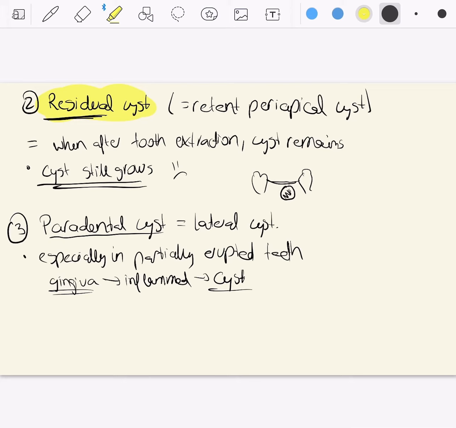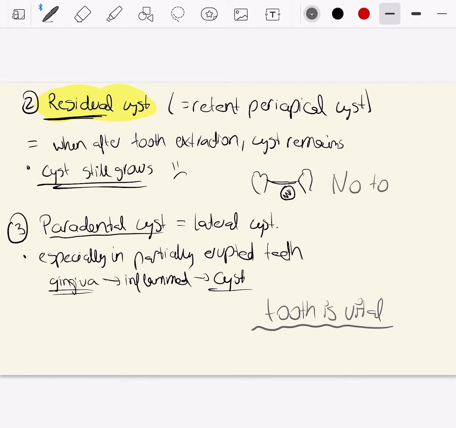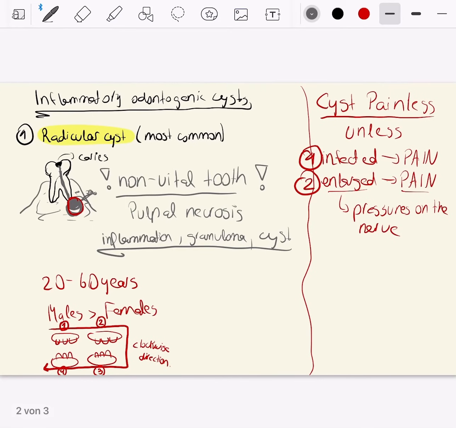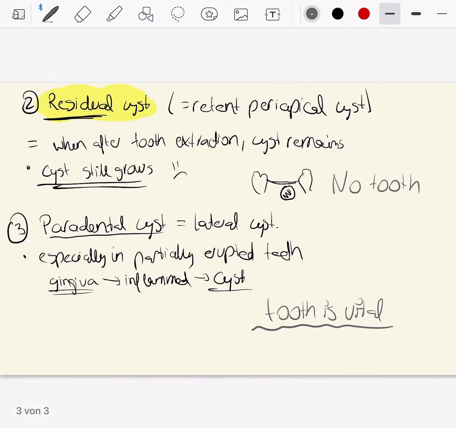You have to know that this tooth is vital. So it's not going to be extracted. Here, there is no tooth, okay, in the residual cyst. Paradental cyst, the tooth is vital. And in the radicular cyst, the tooth is non-vital. So, first type, non-vital. And the second type, there is no tooth. And the third type, paradental cyst, the tooth is vital. Okay? So it is not related to the pulp.